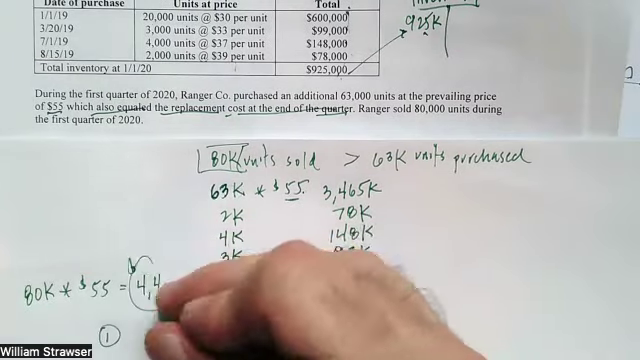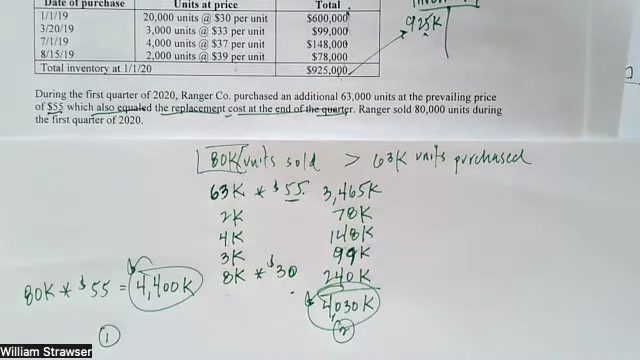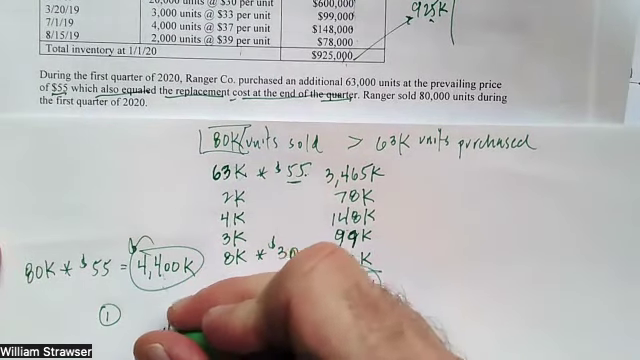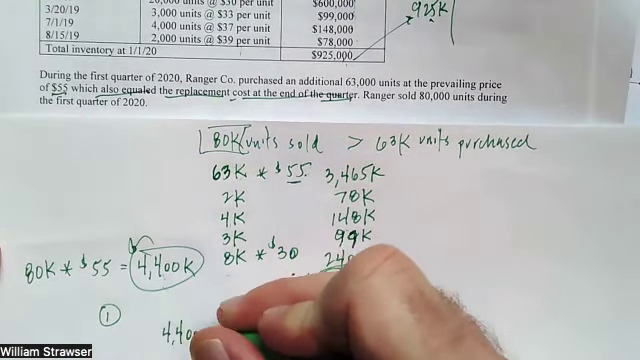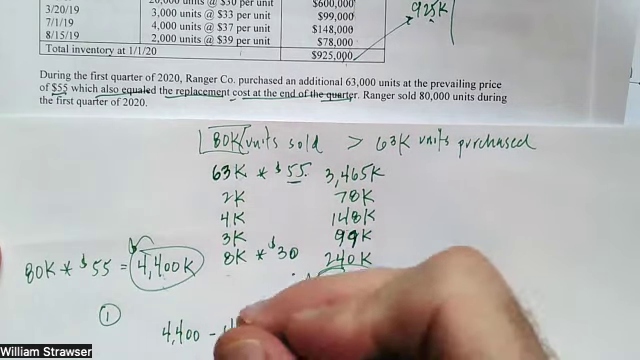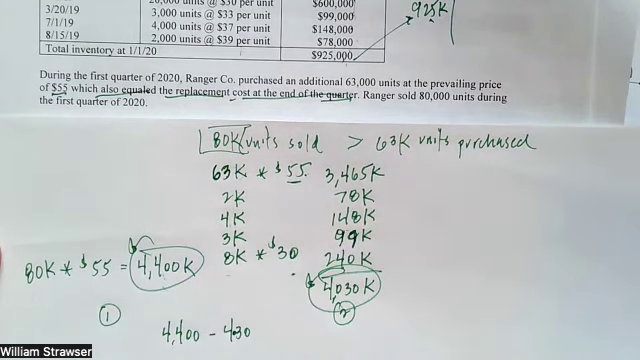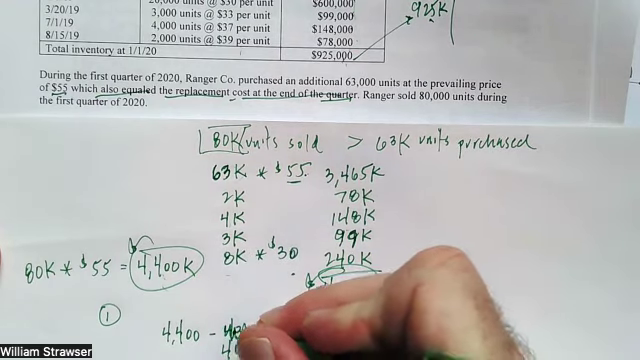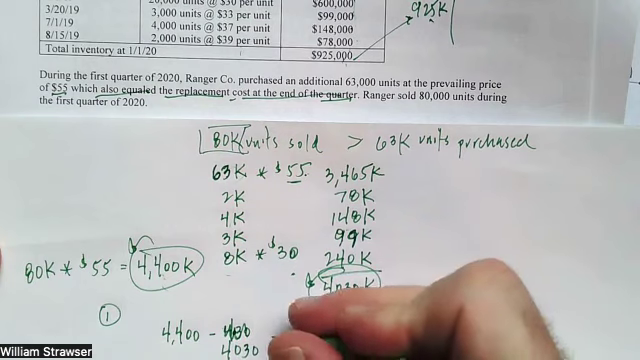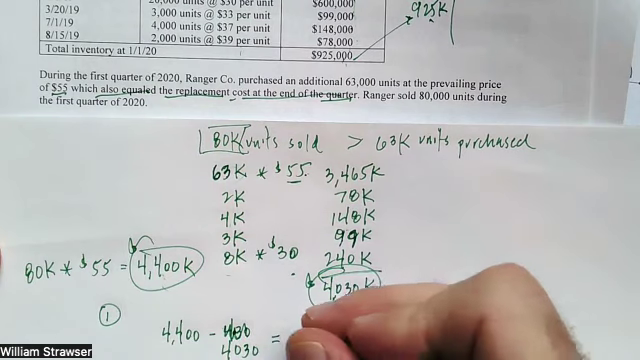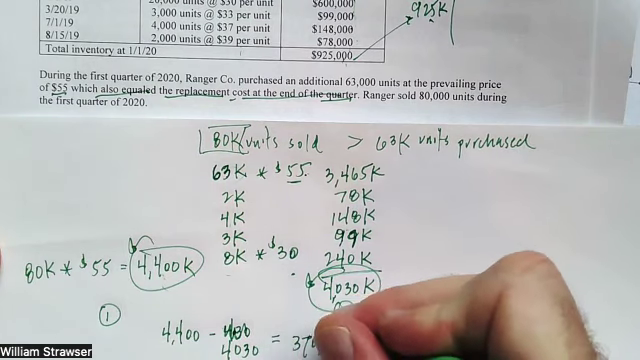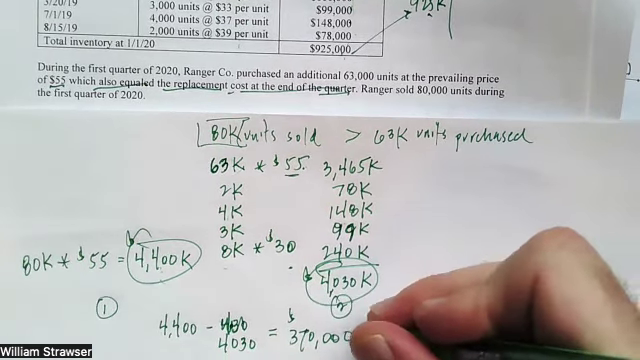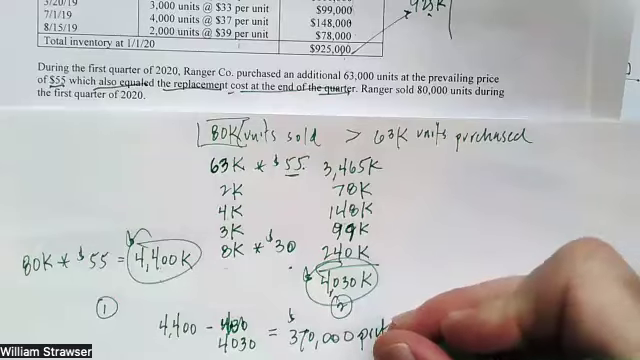And now we have my two numbers that I want to take a difference for. I'm going to take the difference between these two. Should be a zero in there. 4,430,000, which comes to $370,000. This is pre-tax inventory profit.